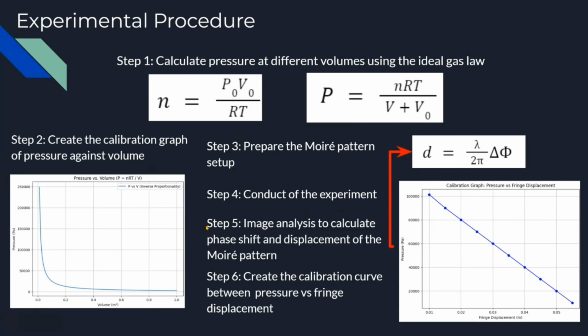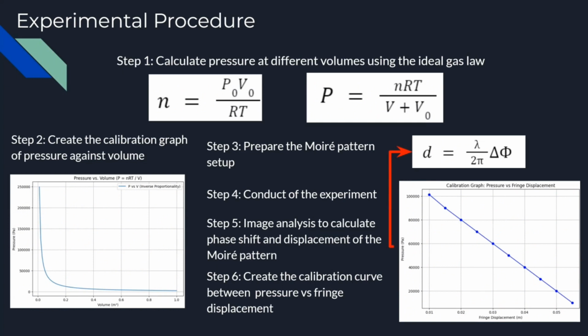And more importantly, in step 5, which is the image analysis to calculate the phase shift and displacement of the Moiré pattern. We first capture an image of the initial Moiré pattern when no gas is added yet, and then we can denote this image as image 1. And for each volume of gas added to the balloon, we can generate an image 2. This image 2 is where the Moiré pattern will have its corresponding new position from the addition of volume.